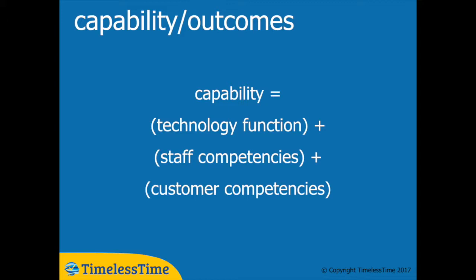Now, the capability we've seen then in building all the story, we've seen that the capability is dependent on the technology function, the technology that we're buying, the function of that technology, and the way in which that technology is used by the staff, by the people in the organization using their competencies. So we've got this idea of capability as being the technology function plus the staff competencies.